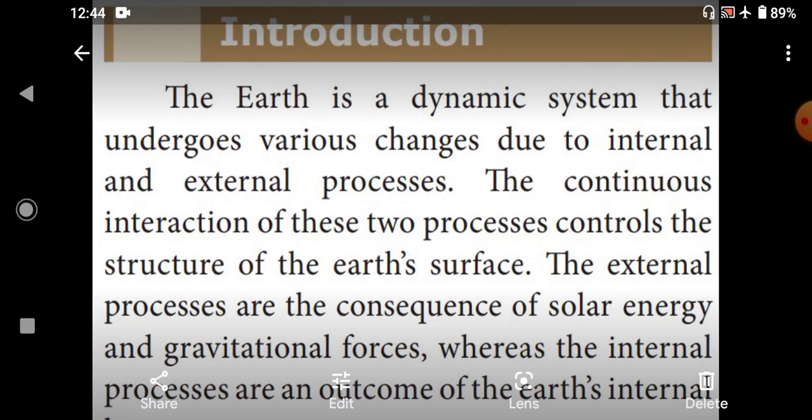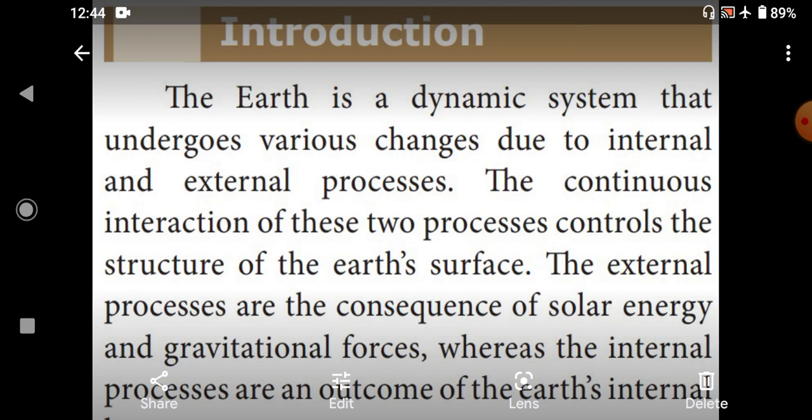Now listen here. There are various changes. Some changes happen in the interior of the earth, and some happen on the earth surface. These changes are called internal and external processes. The continuous interaction of these two processes controls the structure of the earth surface.